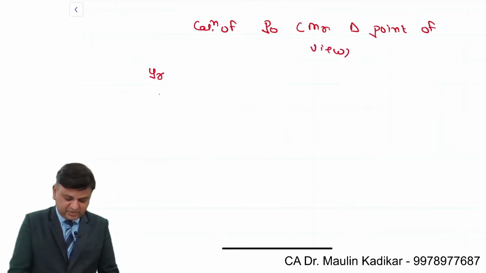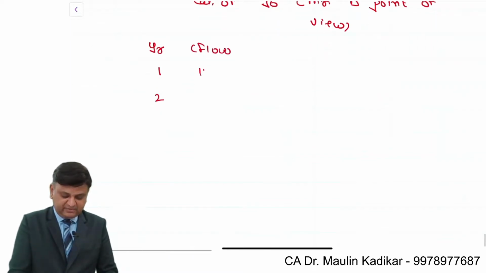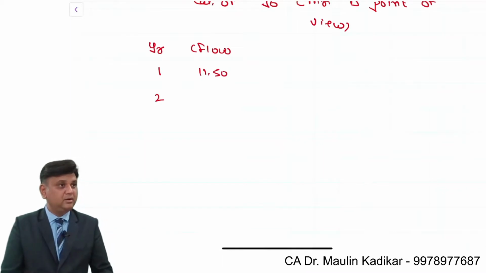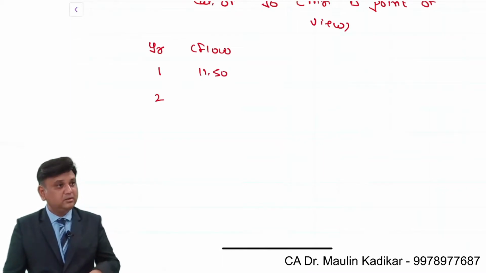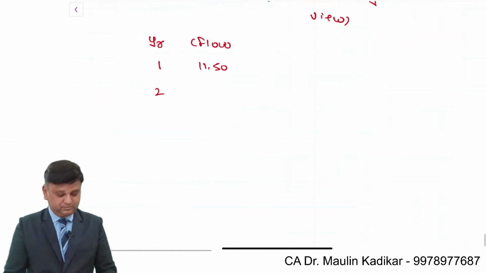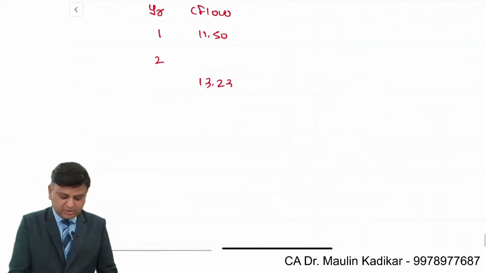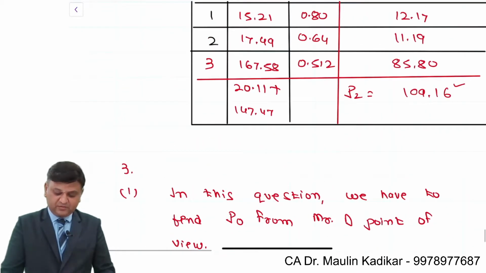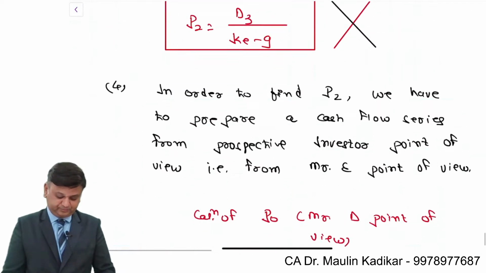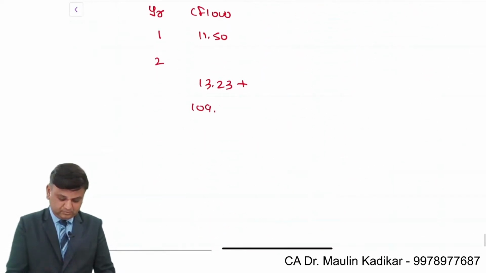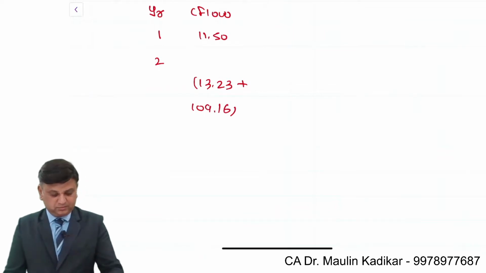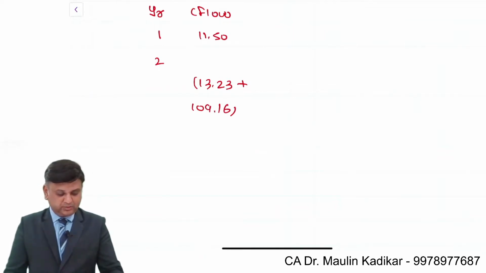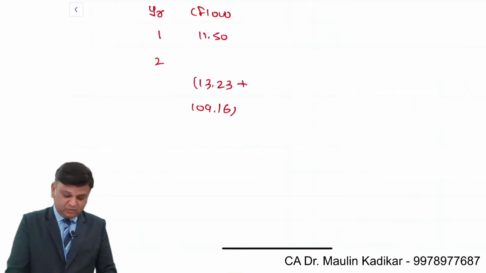In that, it is first year and second year. Whatever the amount of dividend, first year it is 11.5, second year it is 13.23 plus 109.16. So 13.23 plus 109.16, that comes to 122.39.